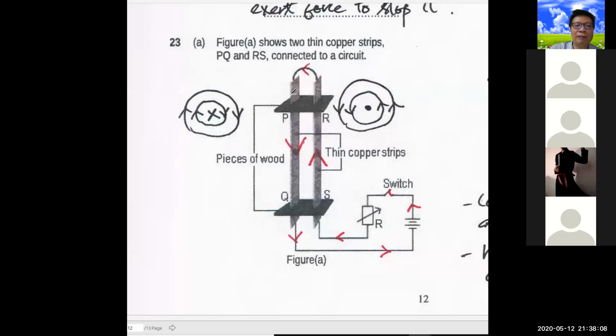Then on this side, the current goes in. Go down, right? So your thumb points down. When your thumb is pointing down, you see the direction of your other fingers is clockwise. So here is clockwise, here anti-clockwise, okay?